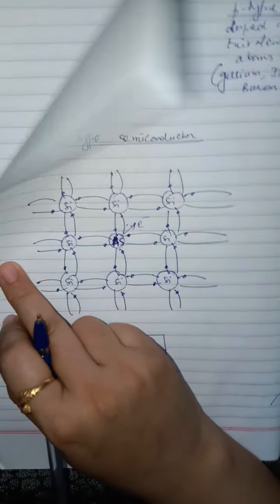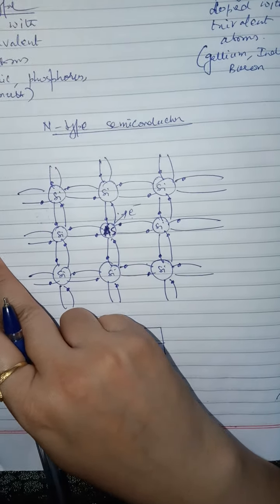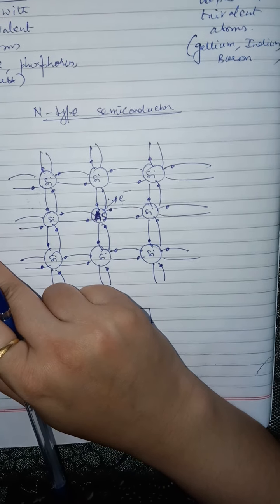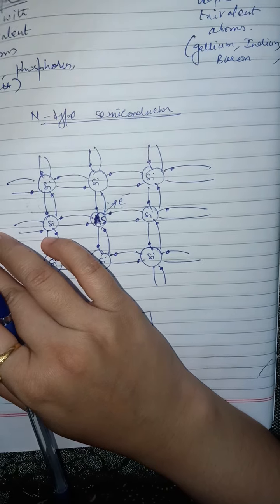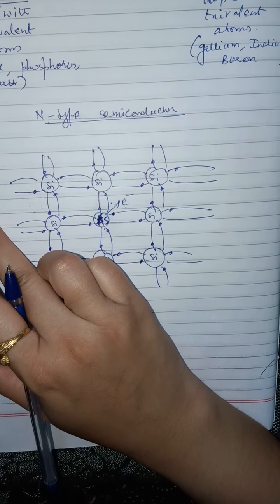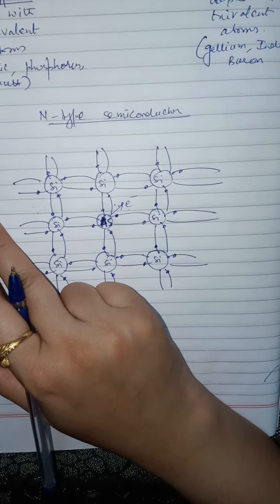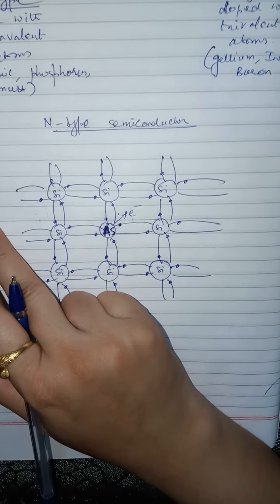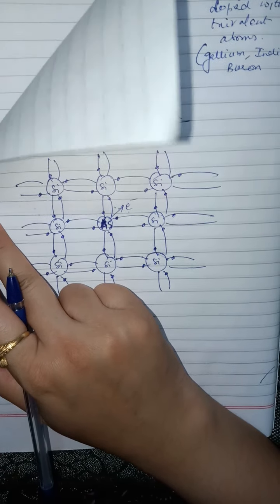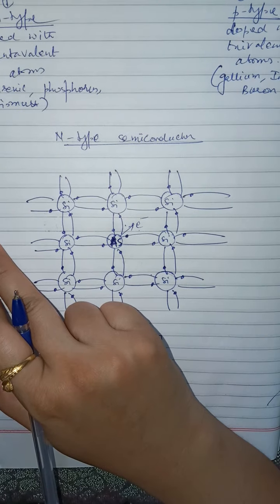So overall, the concentration of electrons is always more than the holes. As a result, the majority charge carriers in the case of an N-type semiconductor are the electrons, and holes are the minority charge carriers. That means minority means their number is less, and majority means the number is more. So the number of electrons is more here, and the number of holes is less in the case of an N-type semiconductor.